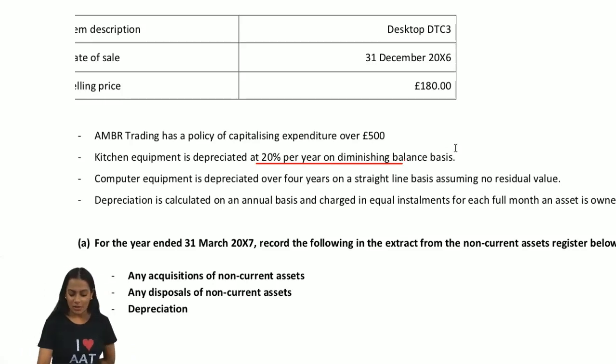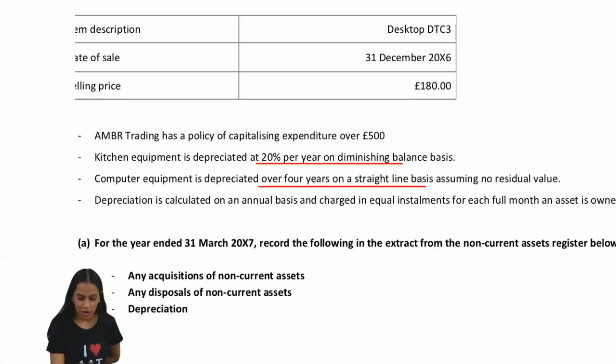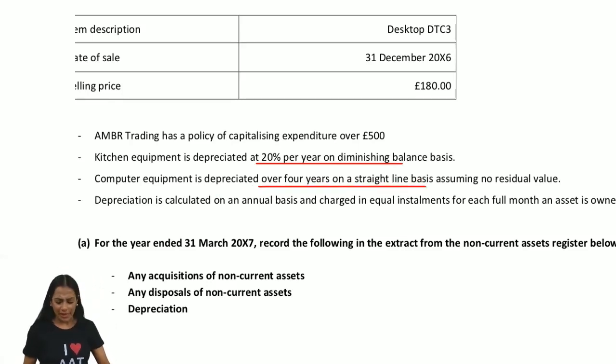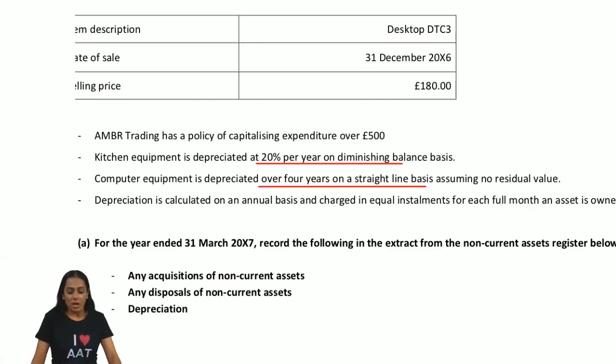Diminishing balance basis is also known as the reducing balance method, and this is going to be relating to the net book value of the asset at each year start or the carrying amount of the asset. Sometimes the examiner can use carrying value. You're also told here that computer equipment is depreciated over 4 years on a straight line basis, assuming no residual value. Straight line based depreciation is going to be considering the cost of an asset.